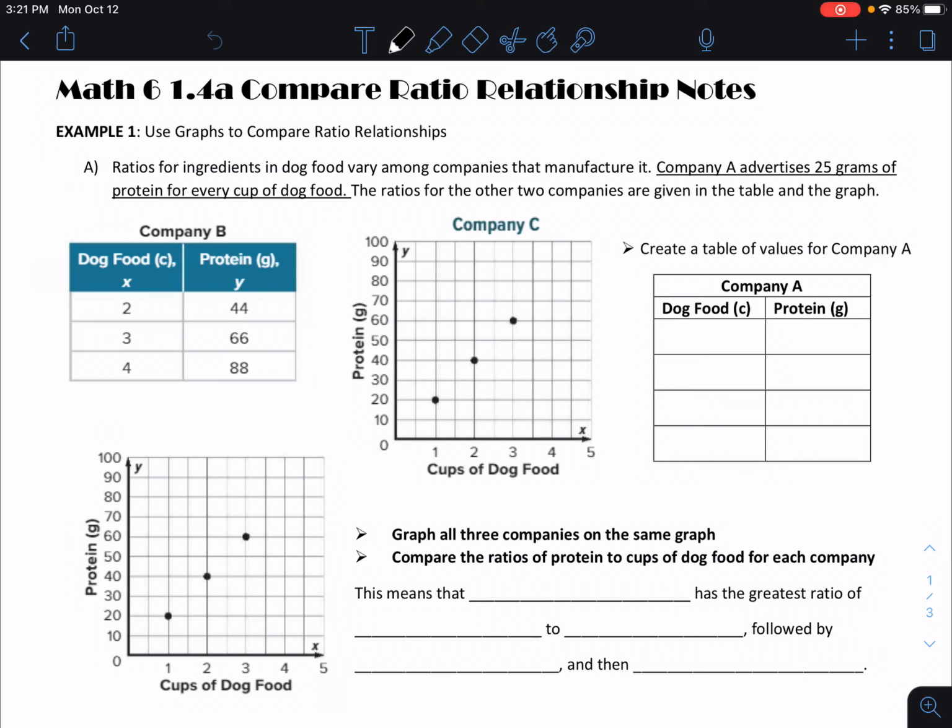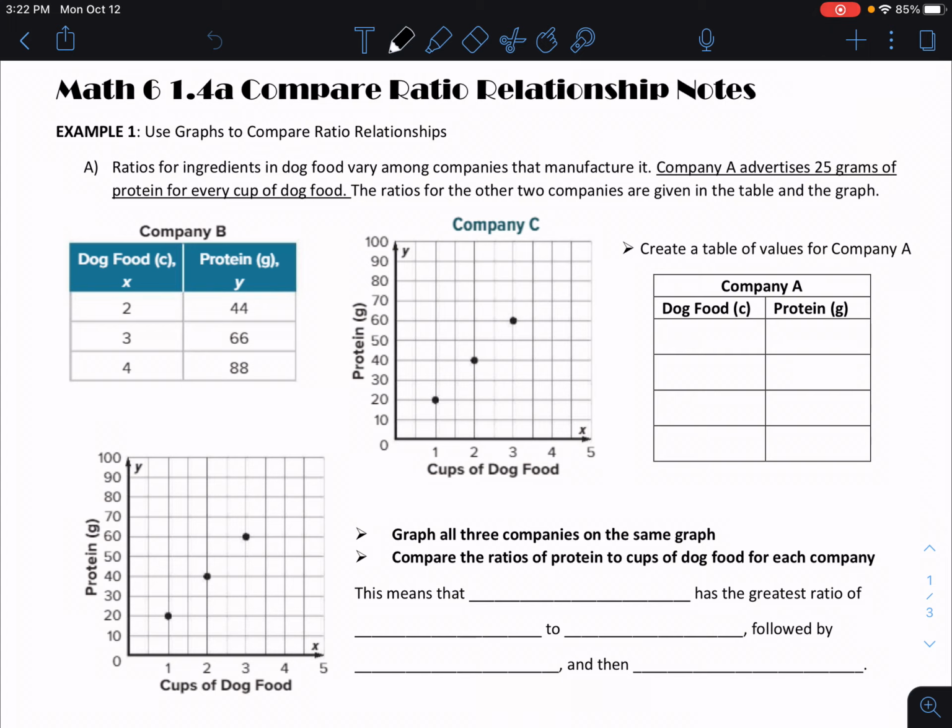Hey everyone, today we are going to be comparing ratio relationships, and we are going to do this using multiple representations. So your I can statement today is: I can compare ratio relationships using multiple representations. The multiple representations that we are going to be using are verbal, so in the sentence, tables, and graphs. Today we are going to spend a bulk of our time focusing on graphing these ratio relationships and comparing them that way.